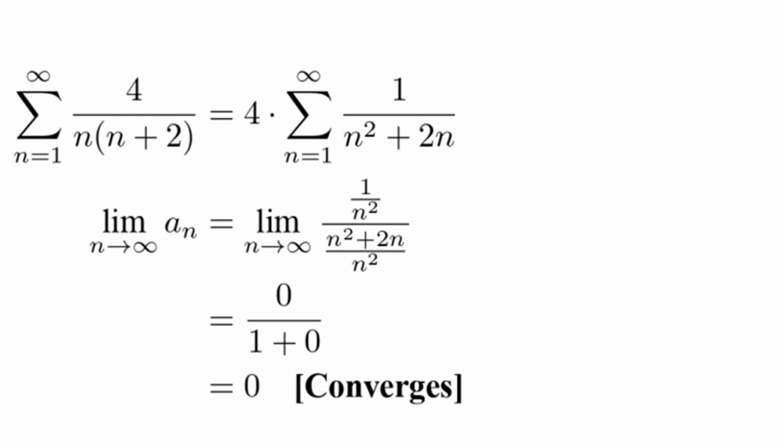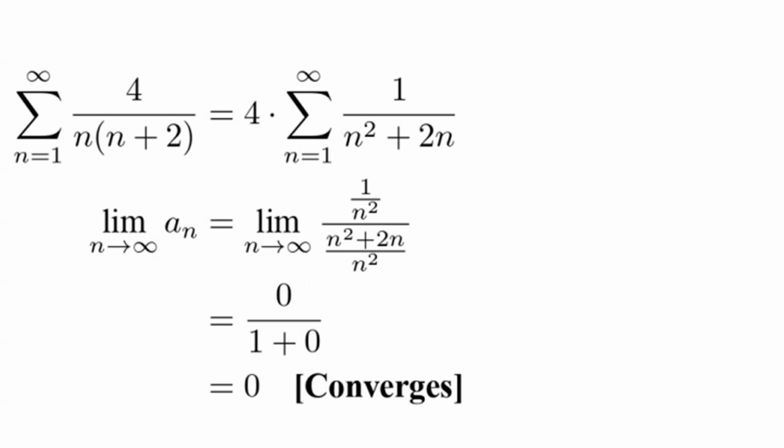Let's move to the next question, which is we need to find whether the series converges or diverges. In this equation, we have the sigma from n equals 1 to infinity of 4 over n times n plus 2. We need to determine if the value of this equation converges or not. So first thing first, as you can see here, we need to put the numerator outside the equation.